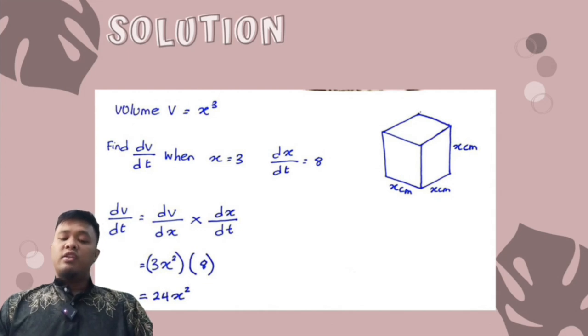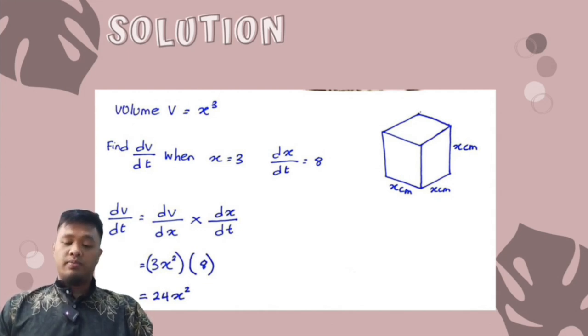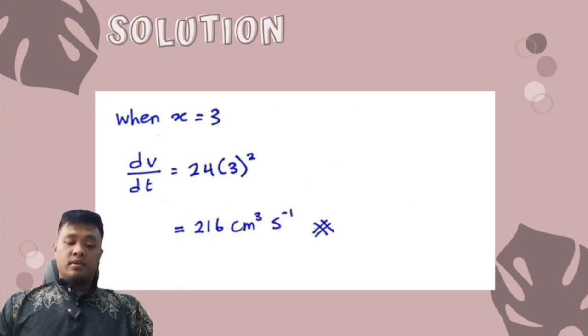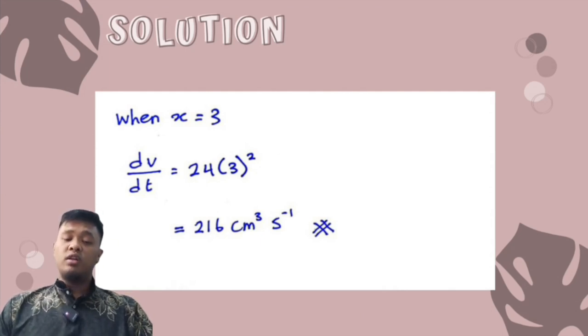Then, enter the values. We have 24x power 2. Then, when x equals 3, we substitute x, so dv over dt equals 24 times 3 power 2. Solve it, and we have 216 cm cubed per second power negative 1.